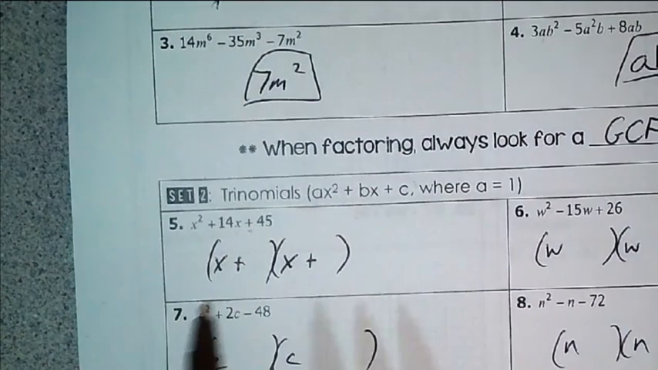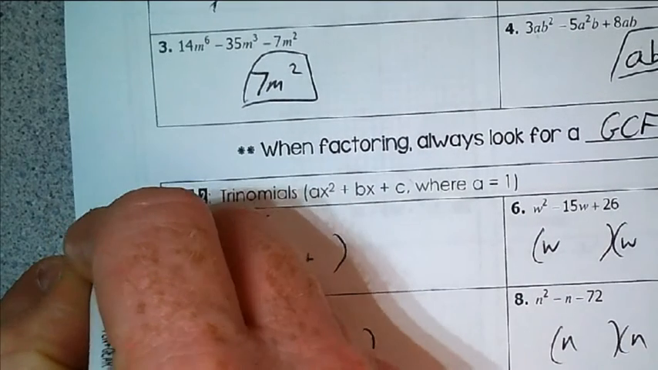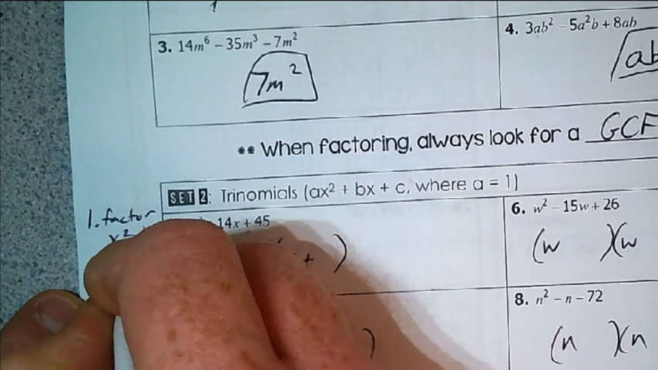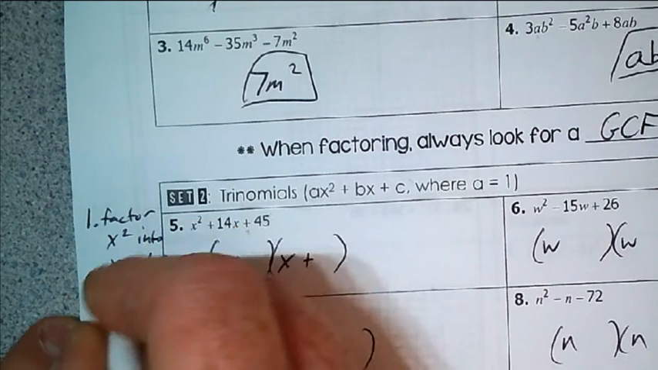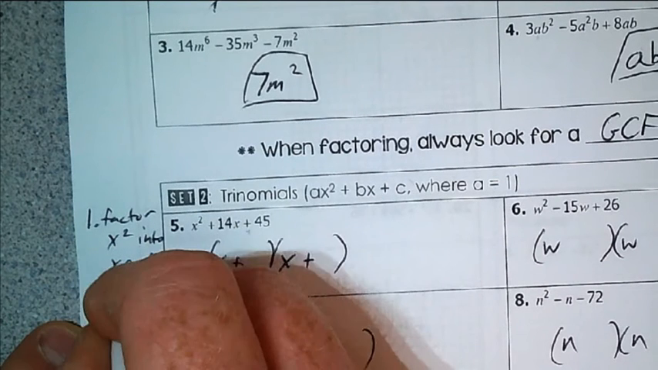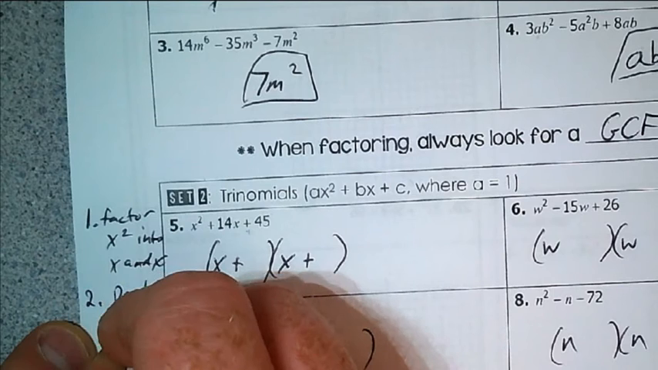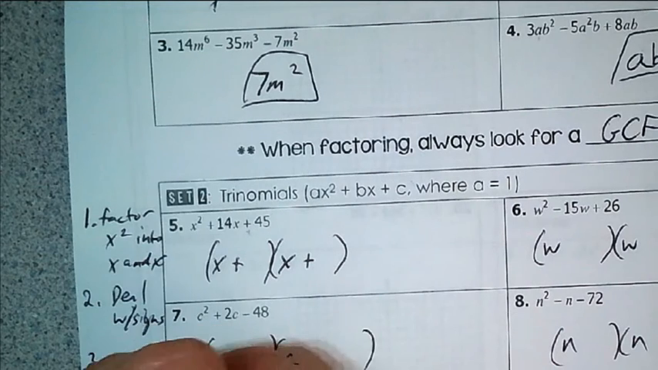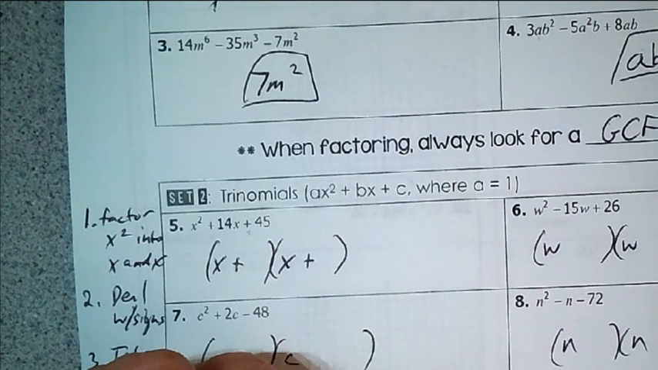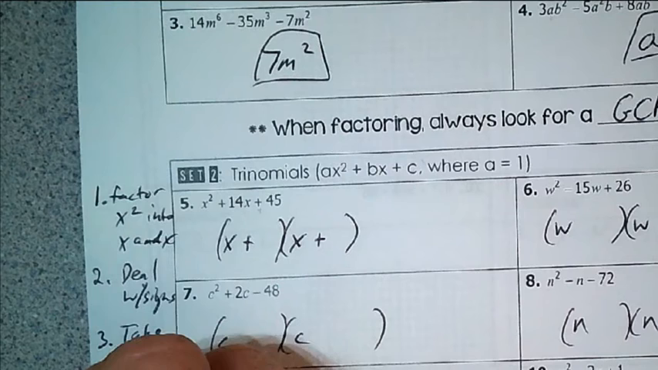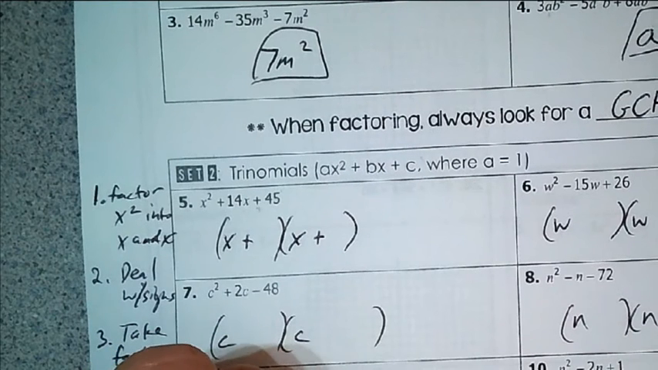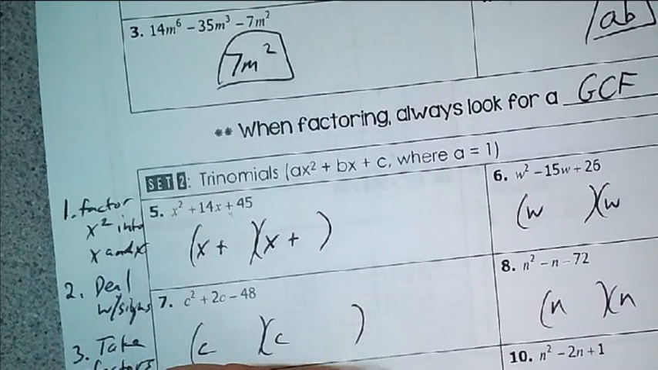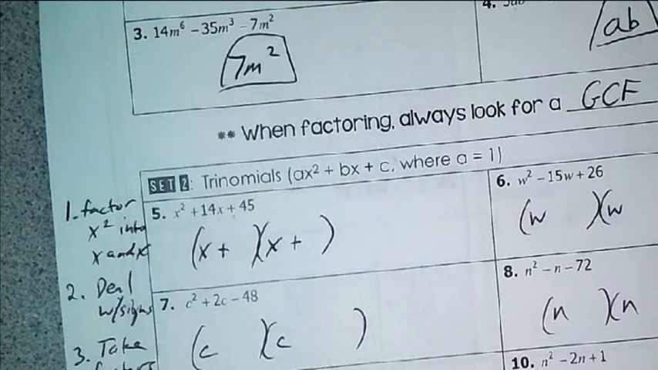Okay? So what are the steps? We first factor x squared into x and x. Step 2, deal with signs. Step 3, take factors of last term that add to middle term.